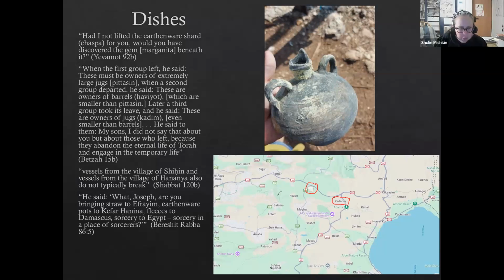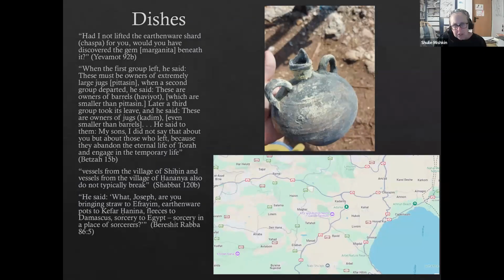it's the equivalent of what we would call coals to Newcastle, right? Are you bringing straw to Ephraim, earthenware pots to Kfar Hanania, fleece to Damascus, sorcery to Egypt? Sorcery in a place of sorcerers, right? Why are you bringing this magic? Egypt is the place of magic. So what the example of coals to Newcastle is earthenware pots to Kfar Hanania. They have so much, they don't need yours. Right, so that just gives us an idea of how this is a center for that.